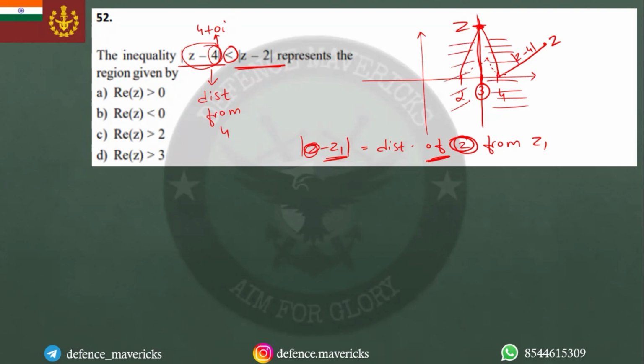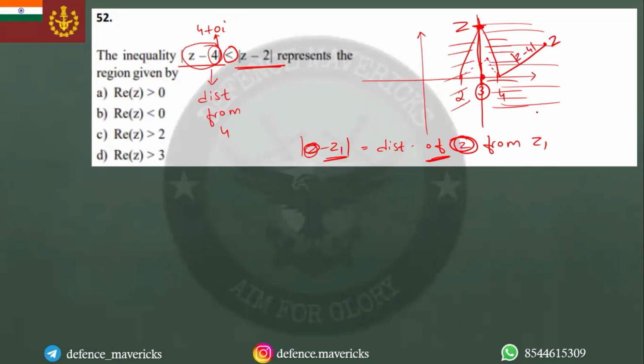So you need all those points which are at a lesser distance from 4. That means this side of the graph. Okay. So what is that? It means that all those which are on this side. Now what is this side? This is the real part of Z is equal to 3.